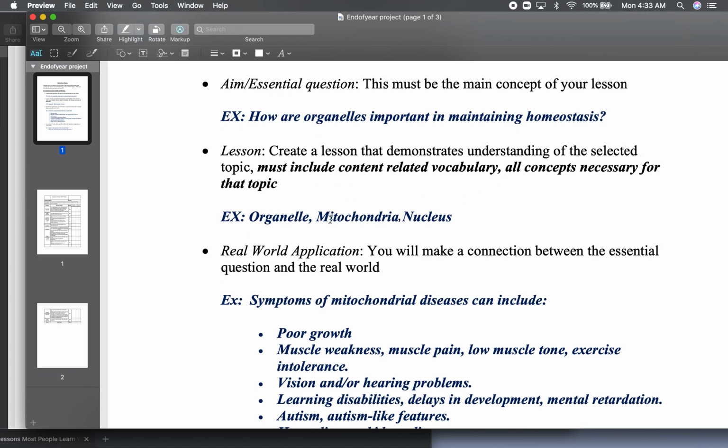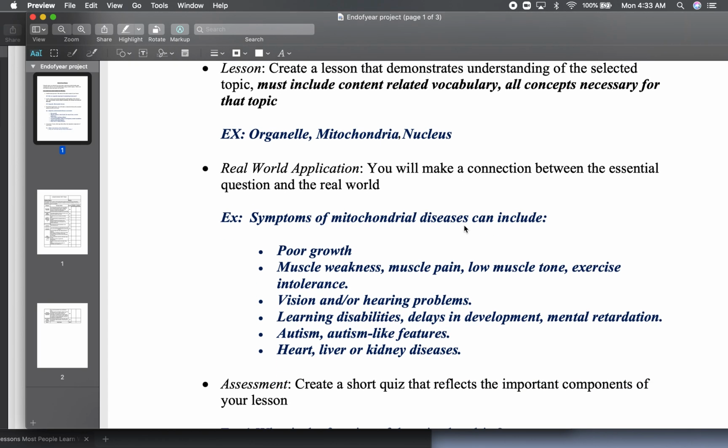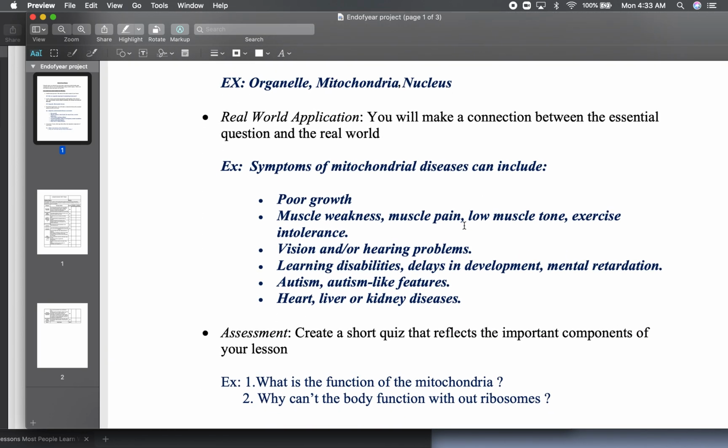That brings us to the lesson portion. For the lesson, you're ultimately creating a lesson that demonstrates understanding of the selected topic. So you must include content-related vocabulary and all concepts necessary to that topic. For example, if I'm going with my cells idea and my essential question is, how are organelles important in maintaining homeostasis, I'm definitely going to use vocabulary words such as organelle, mitochondria, nucleus, etc. That's just an example. I used three words, but obviously you would use more.